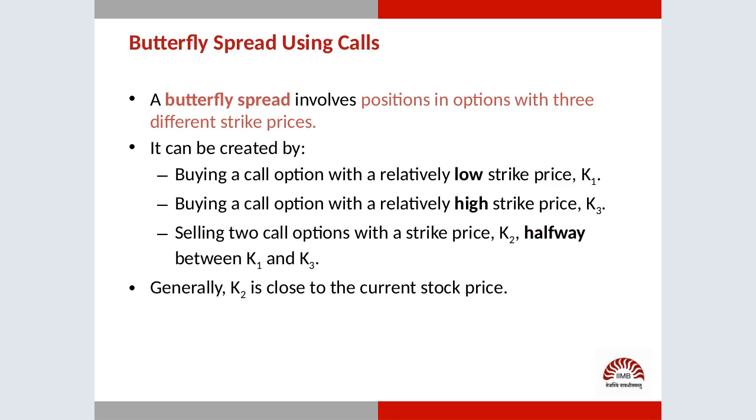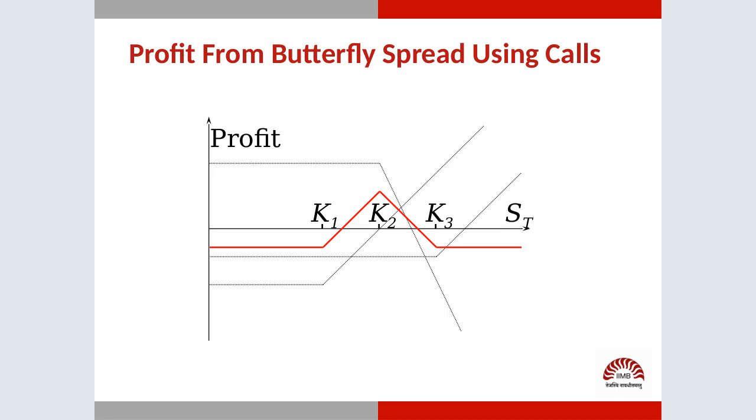Now I'm going to make an assumption: that 2C2 minus C1 minus C3, which is twice the 2 sold options minus the bought option with the strike price of K1, minus the bought option with the strike price of K3, is negative. Why is it negative? How do I justify that? I will come back to that in a minute. But at this point, I'm going to assume that it is negative.